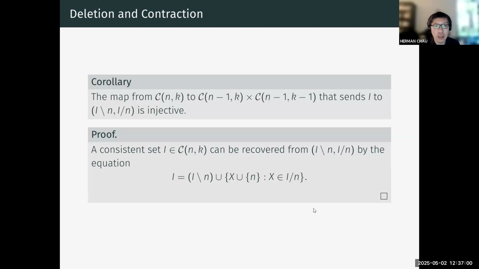So something that's nice is that if we take consistent sets and map each to the pair of its contraction and deletion, that's going to be an injective map. And the proof is really just that if I am given the pair, I delete n, I contract n, I can recover I pretty easily. And it's important that it lands inside the product of C(n-1,k) and C(n-1,k-1). And this just follows because we saw that when you delete or contract, it remains consistent.